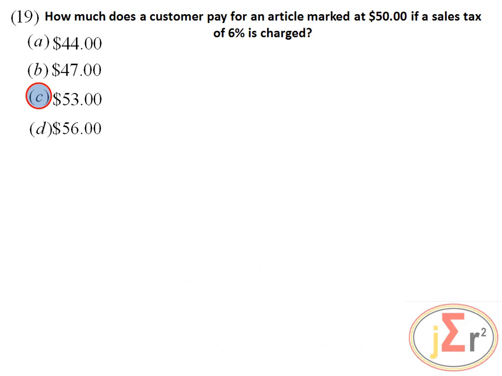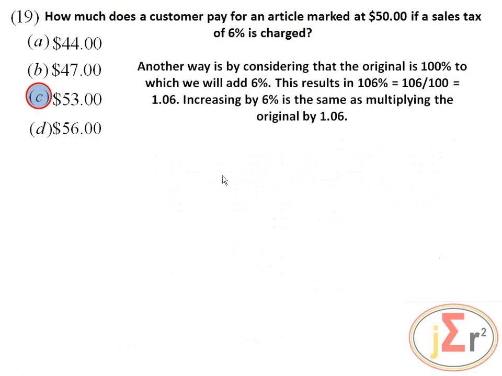The problem may be solved in another way. Another way is by considering that the original is 100%, to which we will add 6%. This results in 106%. 106% divided by 100 will give 1.06. Therefore, increasing by 6% is the same as multiplying the original by 1.06.